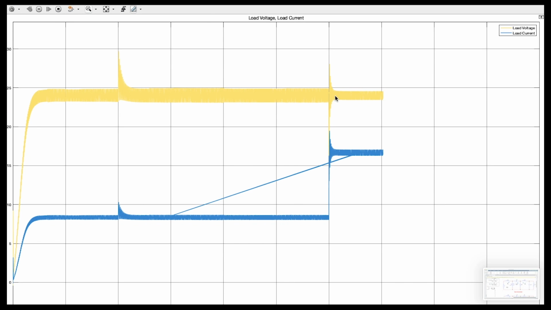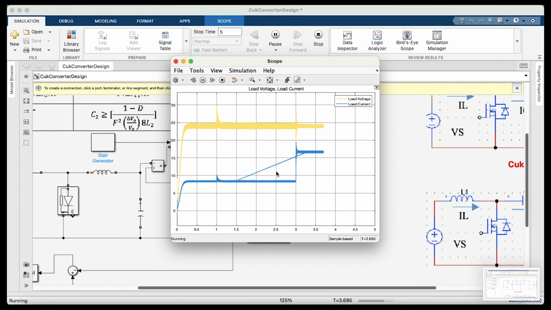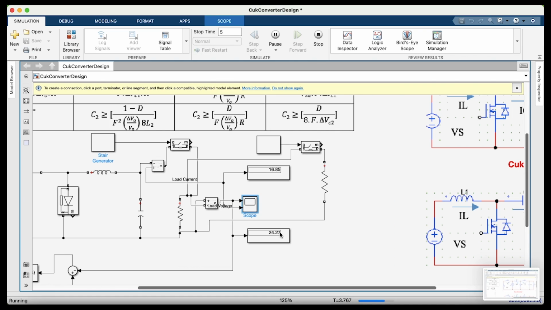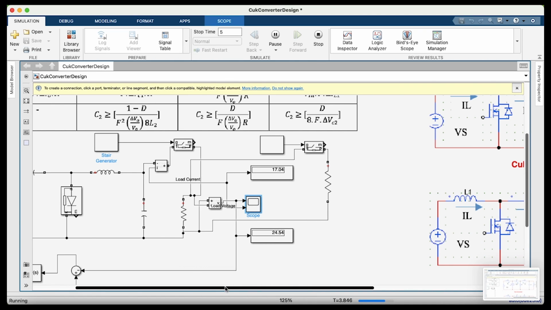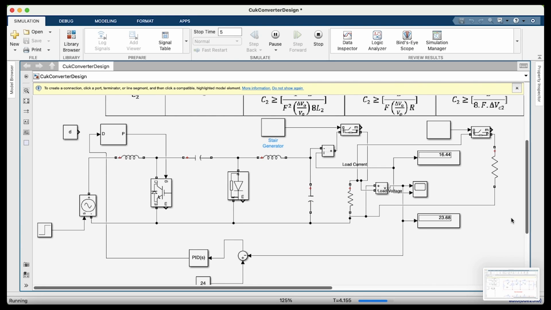Look here, it is nearly maintaining the same voltage at the output end. But I didn't tune the current controller, and I chose the error as a voltage of 1. So it is nearly equal to 24 volt. This is the operation of the closed loop controller of the Cuk converter. I hope you understand how to design the Cuk converter in simulations, and also how to simulate the Cuk converter in Simulink. Thank you.